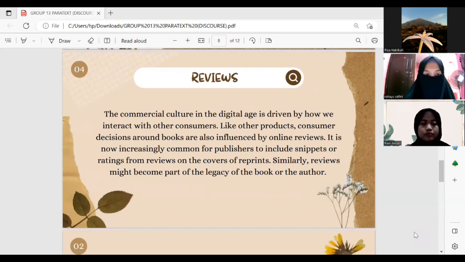Next is reviews. The commercial culture in the digital age is driven by how we interact with other consumers. Like other products, consumer decisions around books are also influenced by online reviews. It is now increasingly common for publishers to include snippets or ratings from reviews on the cover of reprints. Similarly, a review might become part of the legacy of the book or the author.